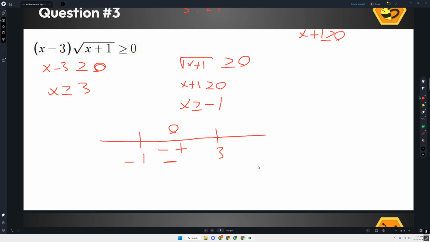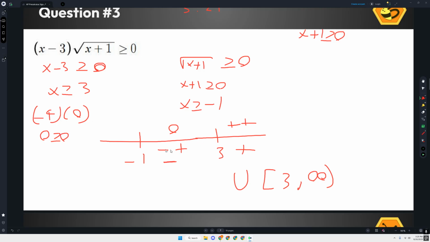Okay, what number can we plug into the right of 3? 4, okay, so 4 in the original would be positive, positive, which should be positive. So that means this is included, so we know it's going to be 3 to infinity, union, and we also have to include negative 1. Because if we plugged in negative 1, we would get negative 4 times 0, and 0 is greater than or equal to 0. So we have to include that. We're just going to put negative 1 in hard brackets like this. There's no interval for it.